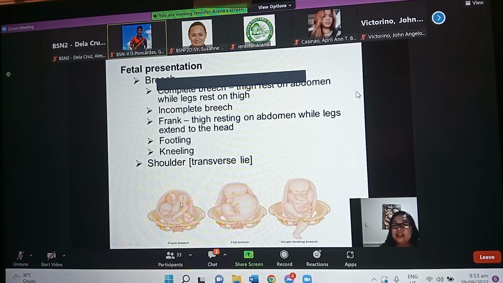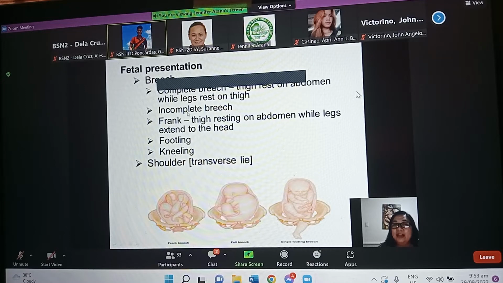So in a breech presentation, naka-vertex gihapon ang bata, no? Naka-longitudinal gihapon in relation to the mom's spine. Pero ang naguna sa iya dili na ulo, but the lower portion of the fetal body. So in complete breech, the thigh rests on the abdomen while the legs rest on the thigh. So mura siya og Indian sit, no? Ang iyahang thigh naa sa abdomen niya, ang iyahang legs naa sa thigh.